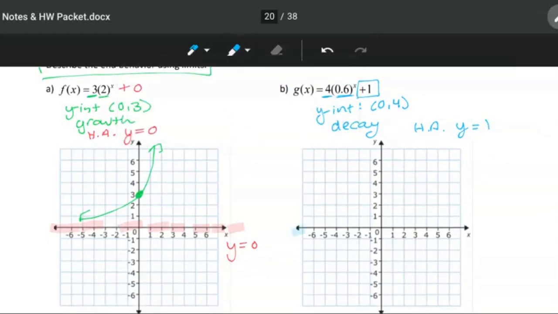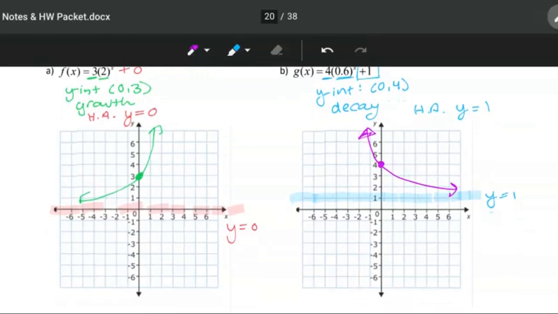We have a horizontal asymptote at y equals 1. So let's start by graphing that at y equals 1. You should always label it. And then our y-intercept is 4. And we can do decay. Decay would look something like this. Again, it just has to be a sketch.